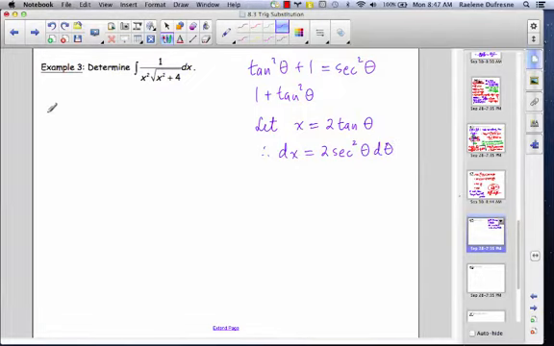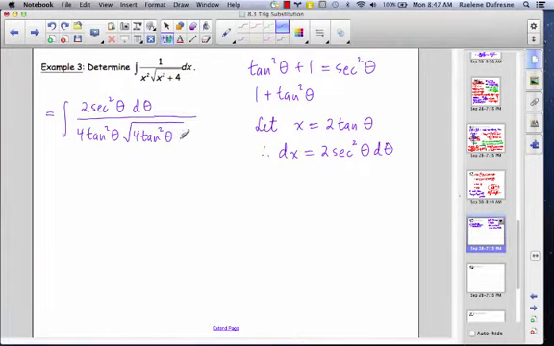So doing this substitution, we get the indefinite integral of dx, which is 2 secant squared theta d theta, divided by x squared, which is going to be 4 tan squared theta, times the square root of 4 tan squared theta plus 4. And we simplify the square root, and we can reduce the 2 and the 4. And if you want, you can take that 2 in the denominator outside as a 1/2.